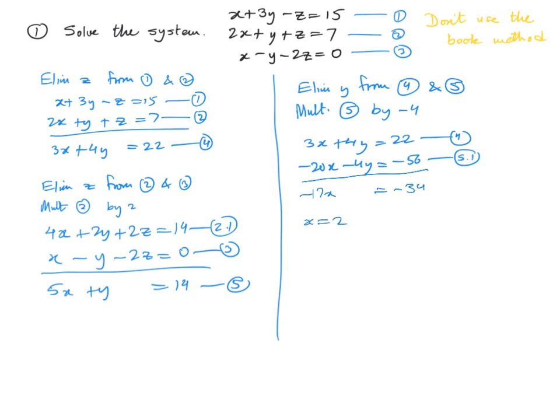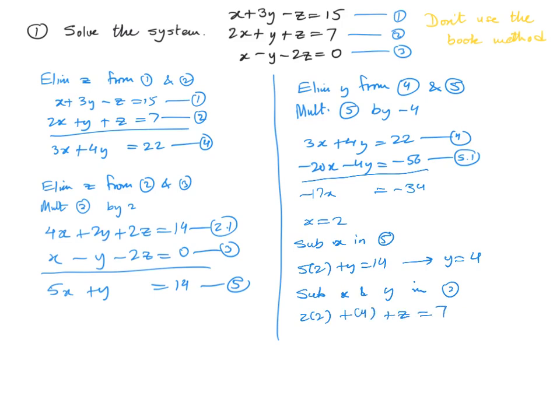Now that I've got x equals 2, I can sub it back into, let's say, equation 5. So sub x in 5 and get 5 times 2 plus y equals 14. That's going to mean y equals 4, and then sub x and y into, I think equation 2 is probably the easiest. So I get 2 times 2 plus 4 plus z equals 7. So that's going to be z equals negative 1. And so the point of intersection, single point of intersection, is 2, 4, negative 1.